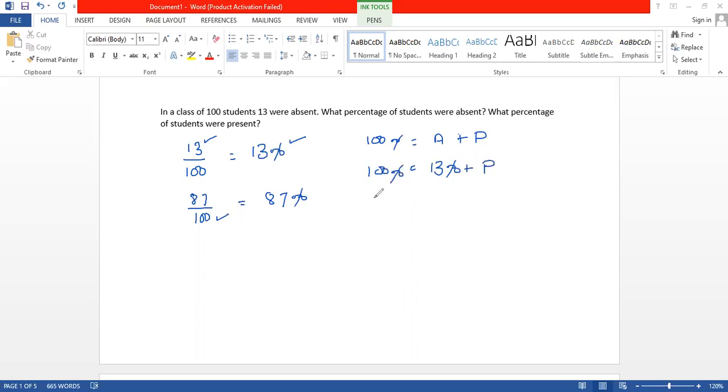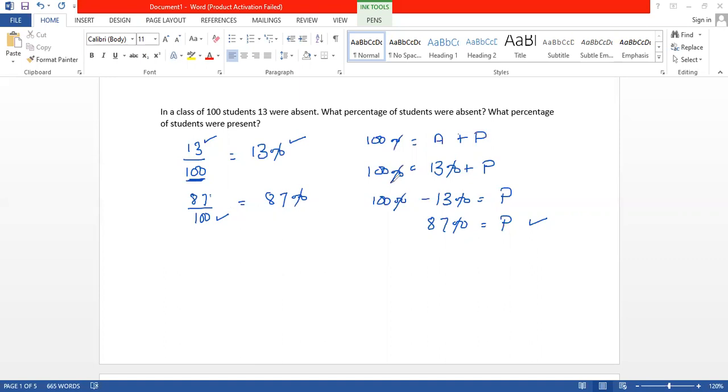So if you shift this to the other side, 100% minus 13% would give you the percentage of present students, which are 87%. You can do it in this way, or you can look at the total number, that it is 100, and if 13 are absent, that means 87 are present. So that makes it 87%.